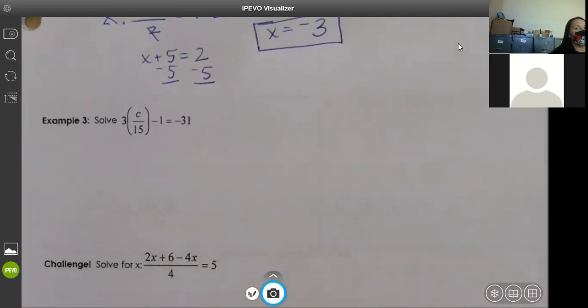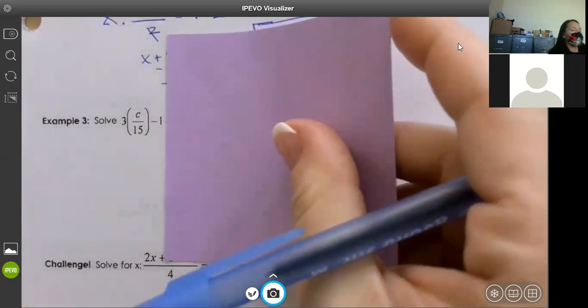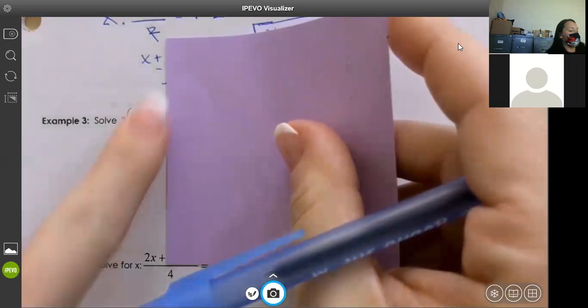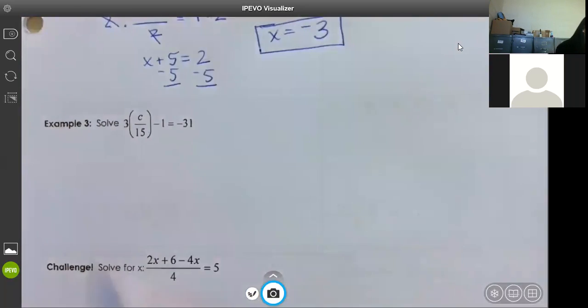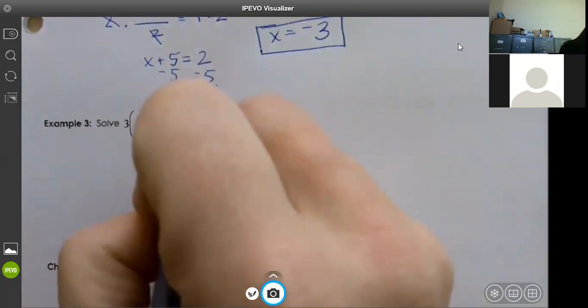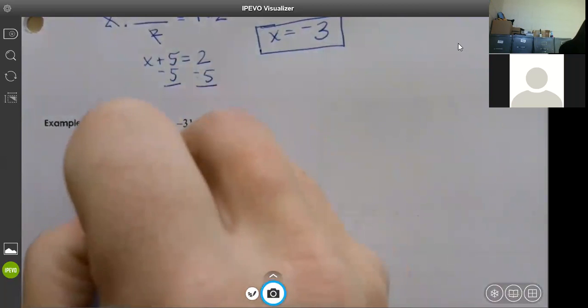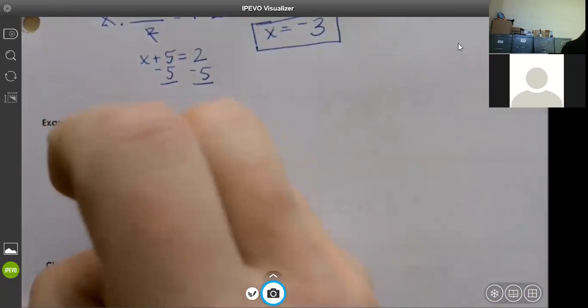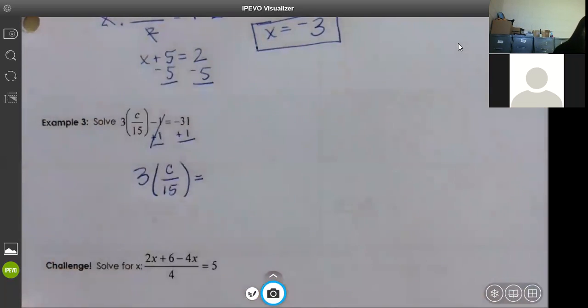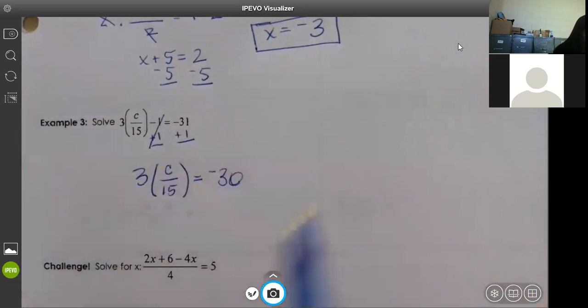We're going to solve (3 times c) divided by 15, minus 1 equals -31. So we want to know what's on the same side as c, because that's what we're solving for, but not with it. So parentheses are grouped together. This 3 is with that parenthesis. So what is not with all of that? How do I get rid of a -1? Add 1. Perfect. Add 1 to both sides. These ones cancel out. You're left with (3 times c) over 15 equals -30.